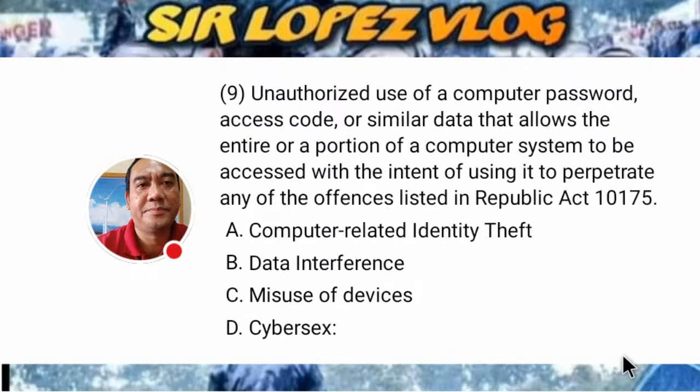Number 9, unauthorized use of a computer password, access code, or similar data that allows the entire or a portion of a computer system to be accessed with the internet or with the intent, I should say, of using it to perpetrate any of the offenses listed in Republic Act 10175. A, computer-related identity theft. Letter B, data interference. Letter C, misuse of devices. Or letter D, cybersex.